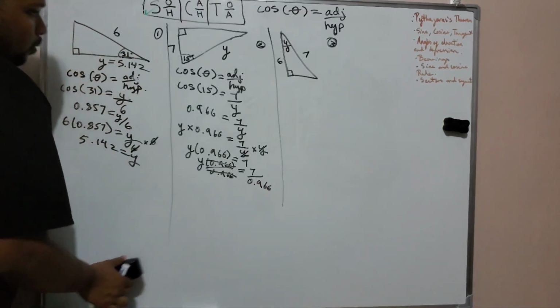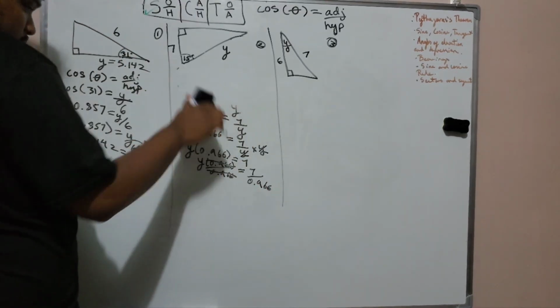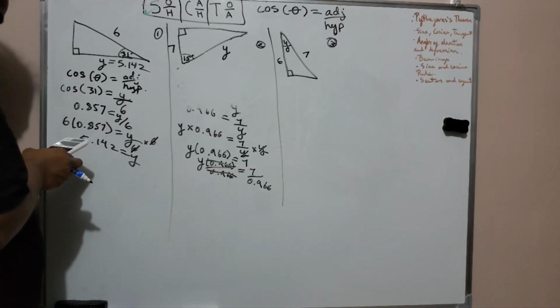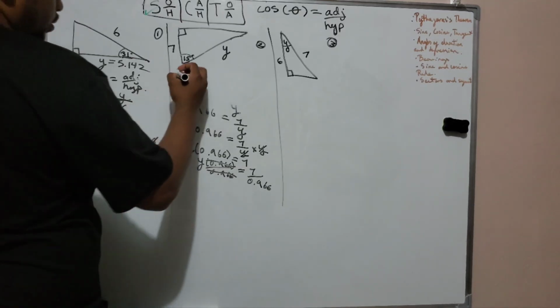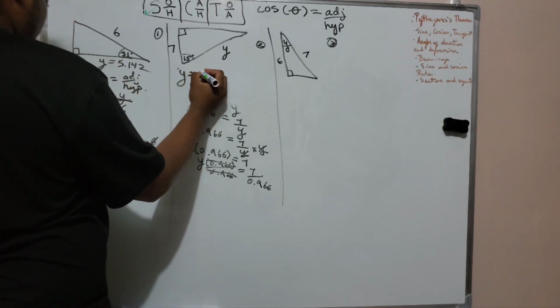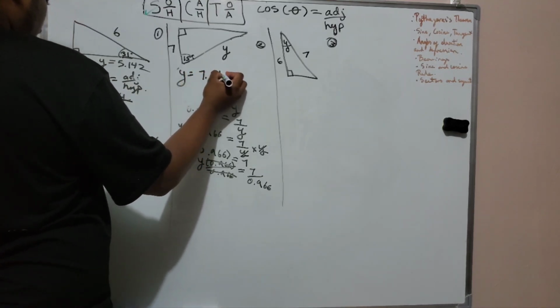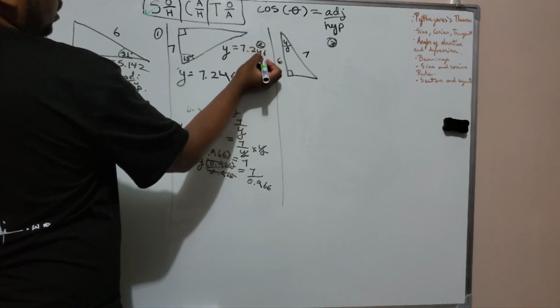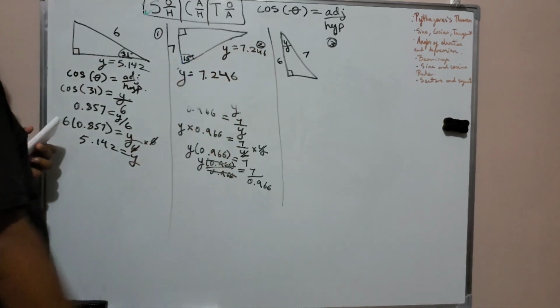Which we get to be 7 divided by 0.966. We get y is equal to 7.246. So we solved for the hypotenuse here.